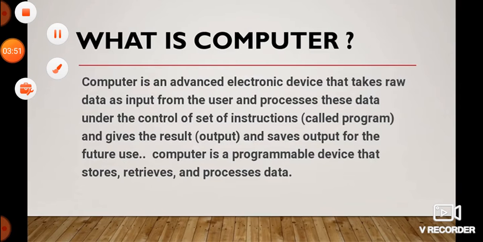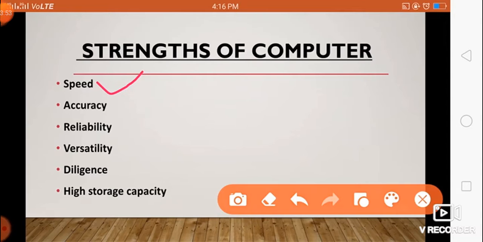Okay, now come to the strengths of a computer. So what strengths does a computer system have? First is speed. The speed of performing any task is very fast. A computer can perform a task very fast in comparison to a human. Whether it is any calculation or any other task, it completes the task very fast.